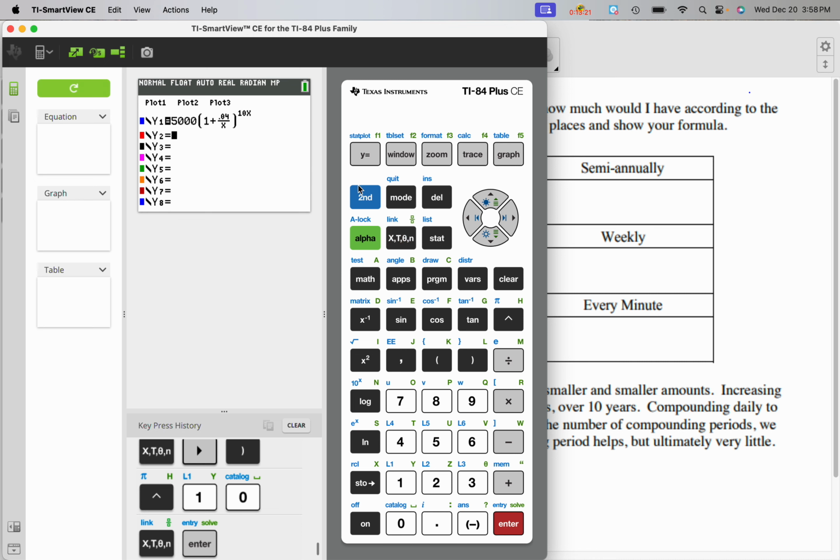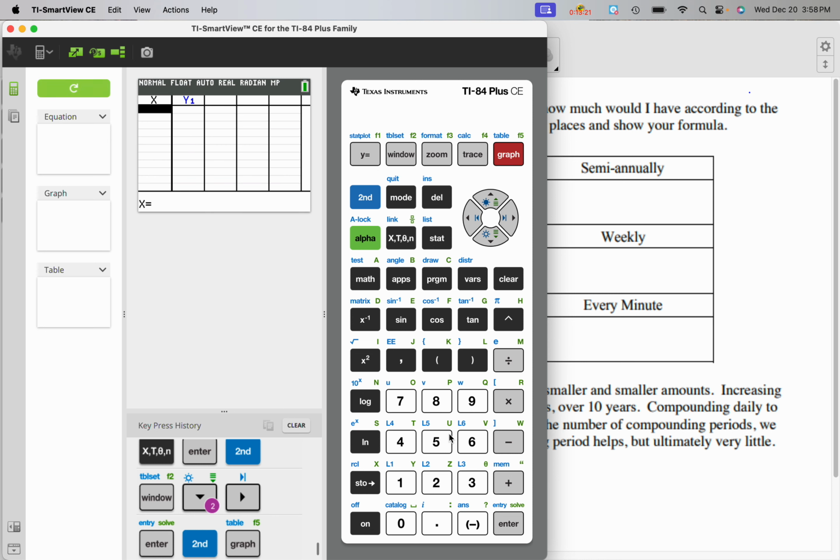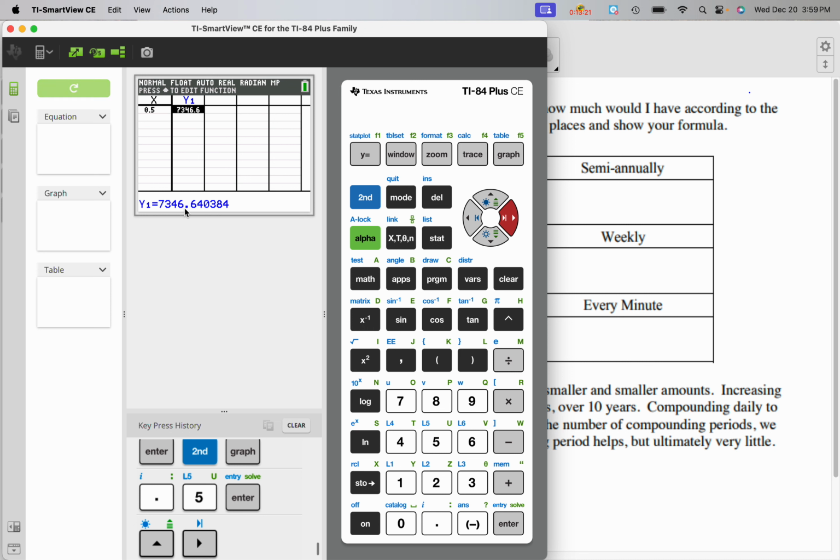So I want to set my table to ask so that I can plug in what I want to. So you set that to ask in auto. And now if you go to your table, you can type in, for example, 0.5, and you'll see our answer. Now you might notice, well, it's not to the nearest hundredth. Well, just go up so that you are over that answer and look down here and you'll see $7,346.64. And that's what you'd fill in for biannually.